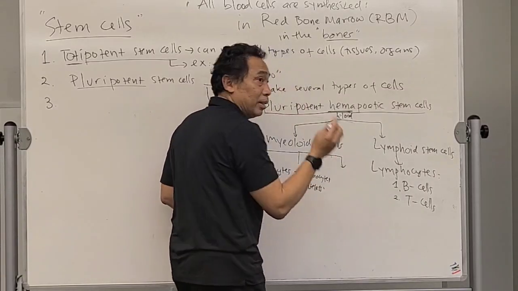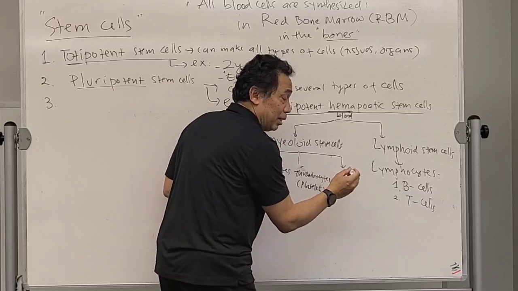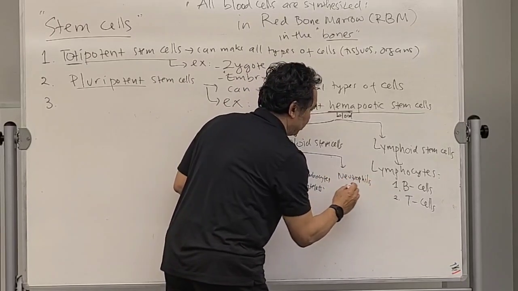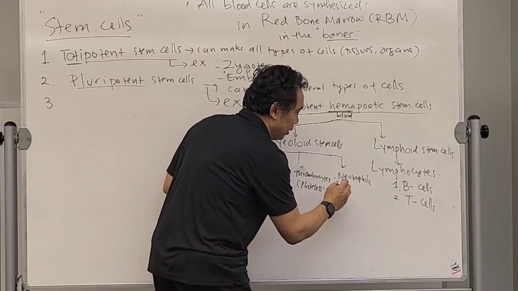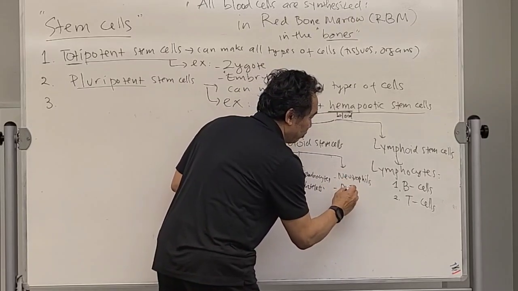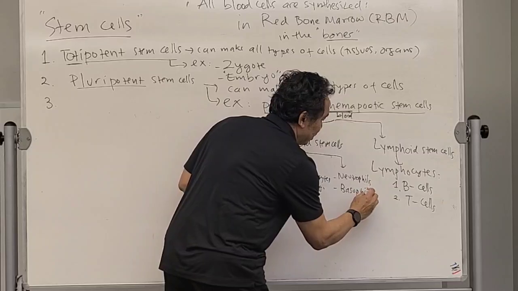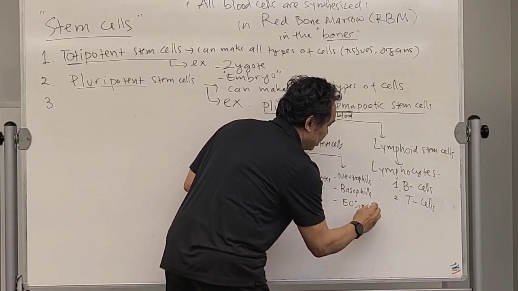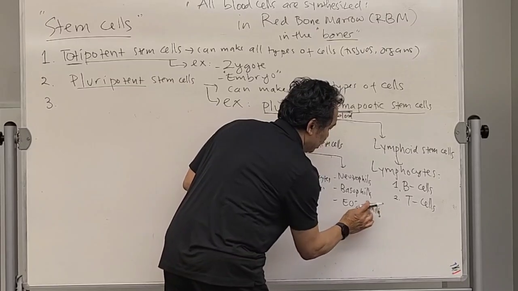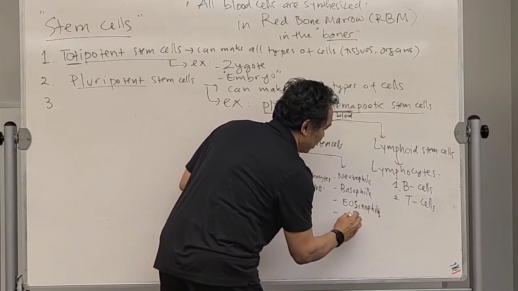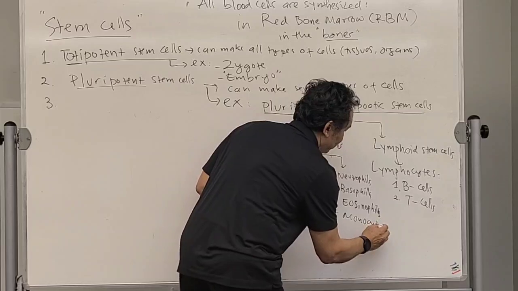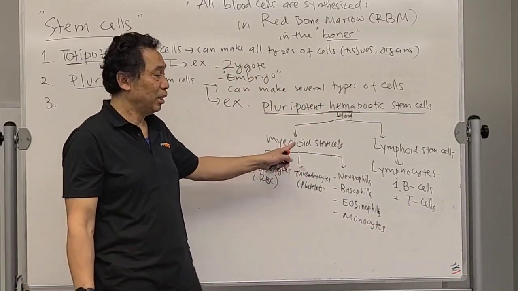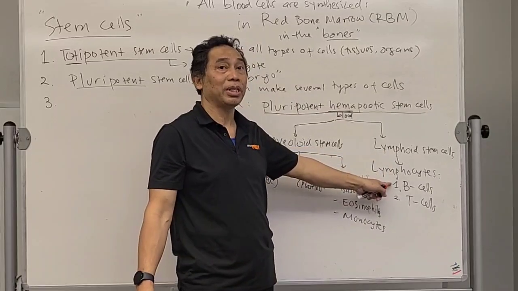And then over here, the other white blood cells: neutrophil. What else? Basophil, eosinophil, and the monocyte. So all of them come from myeloid. The one that comes from lymphoid is lymphocyte.